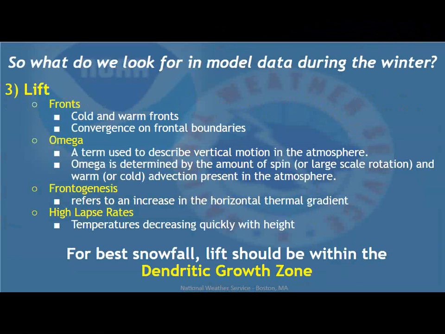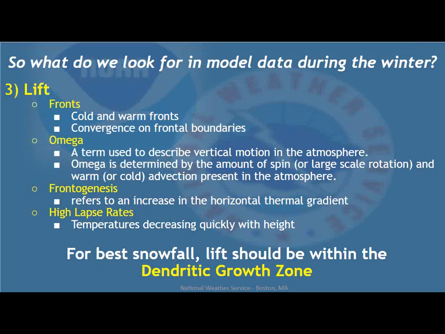So there's frontal lifting. You might have heard the term front end thumb, and that's usually associated with a warm front lifting north. Ideally you would have a high pressure to the north, and a warm front chipping away at the cold air in place, and that's when you get the front end thumb before it changes over or mixes with rain. And then you also get convergence on frontal boundaries.